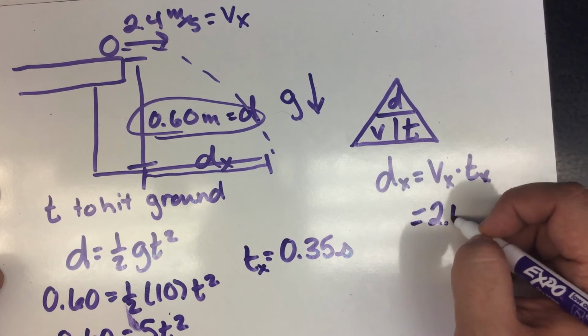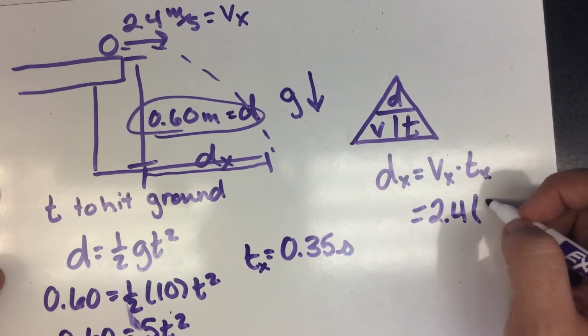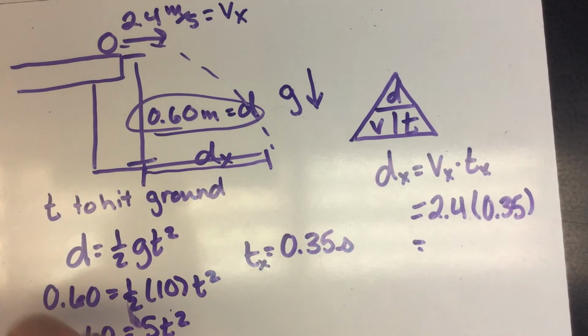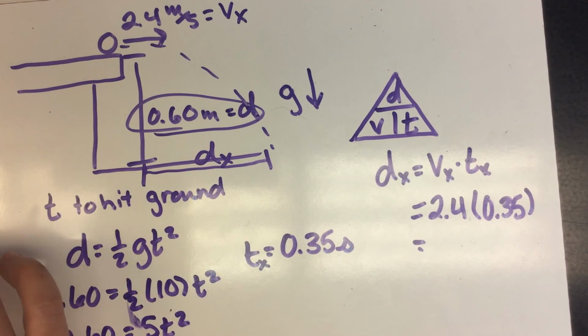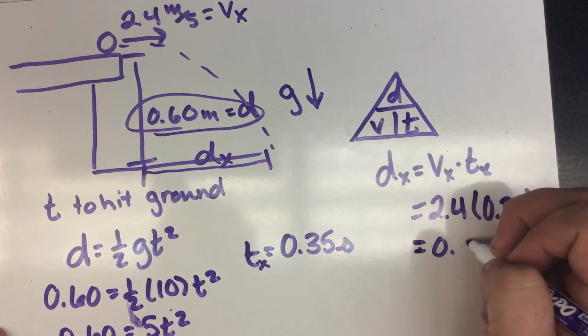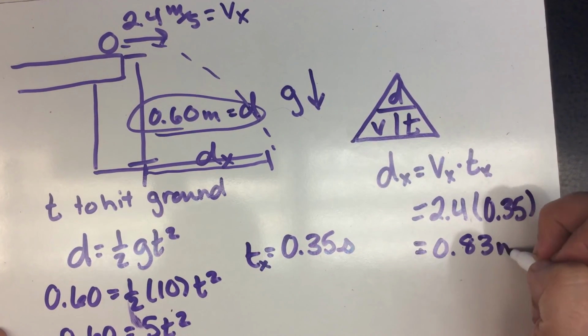So then I go 2.4 times 0.35, which gives me, let me see, which gives me a distance of 0.83 meters.